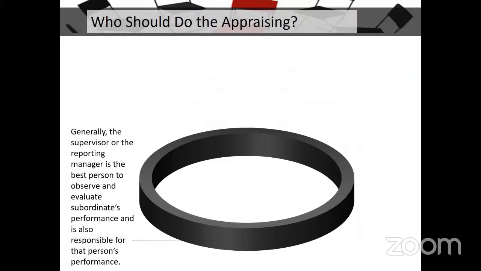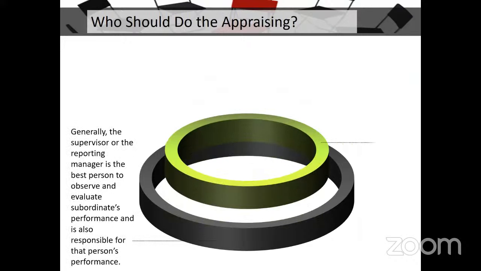So who should do the appraising? Generally, the supervisor or the reporting manager is the best person to observe and evaluate subordinates' performance, and is also responsible for the person's performance, because this person supervises them every day. So ideally, they know what this person performs. They know their weaknesses, they know their strengths.